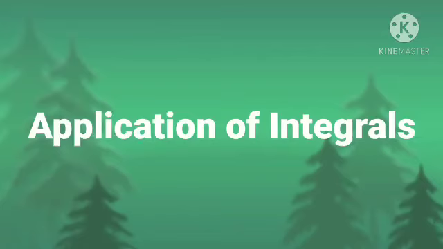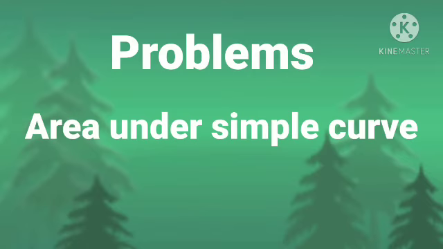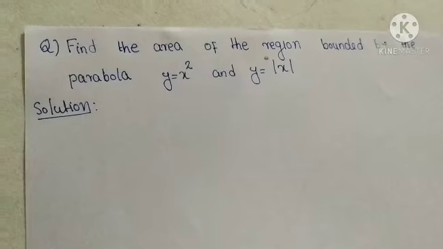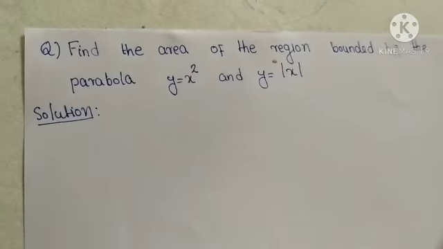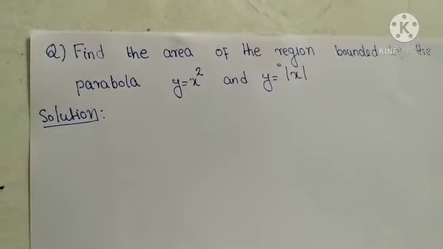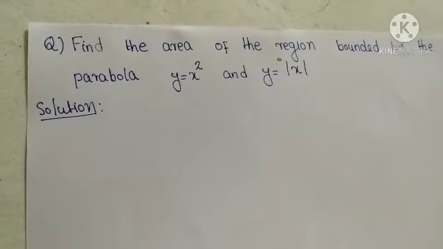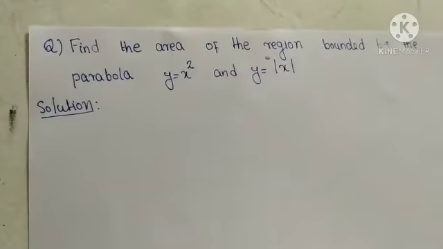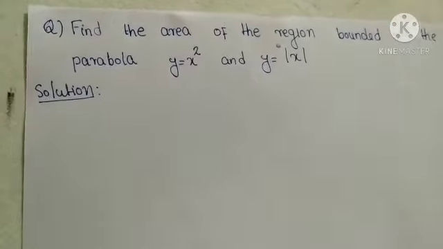Hi students, I am continuing the chapter applications of integral, and today I am going to discuss some problems related to area under simple curves. So listen carefully, it's an important topic. This is our first question. Find the area of the region bounded by the parabola y equal to x square and y equal to mod x. Okay, so let's start the solution of this question.